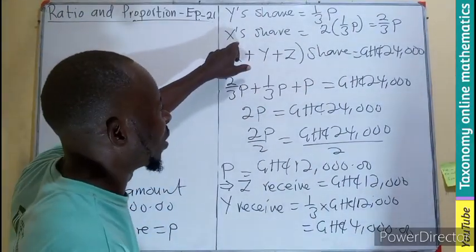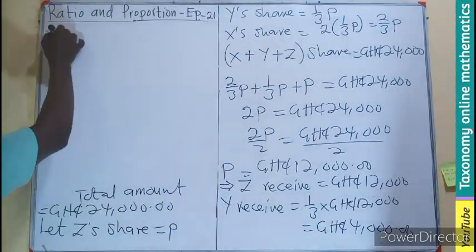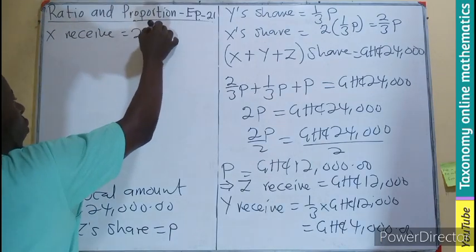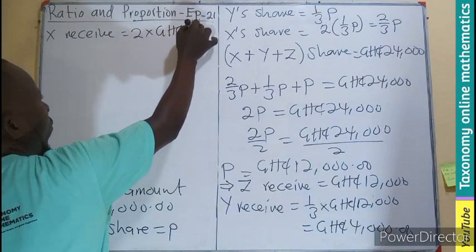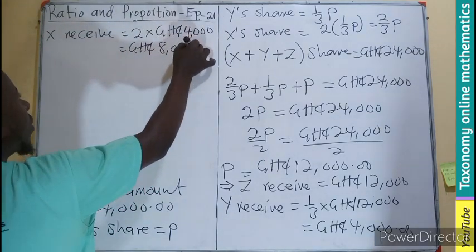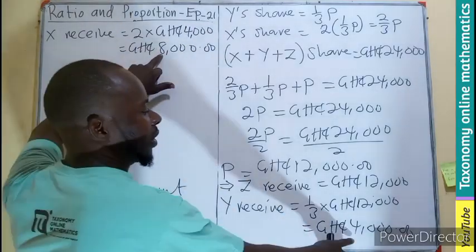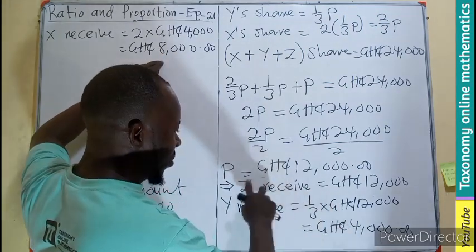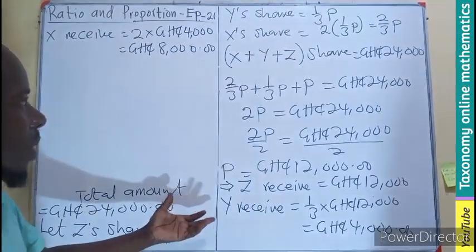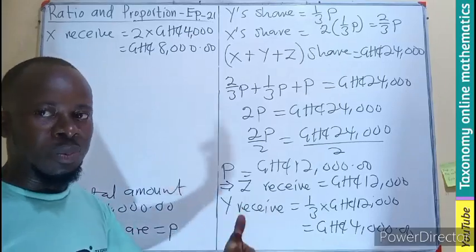If 4,000 is for Y, what will be for X? X is twice what Y is receiving. So X receives 2 times 4,000, which gives us 8,000 Ghana cedis. Don't forget, 8,000 plus 4,000 is 12,000, and 12,000 plus 12,000 is 24,000. So that is one way by which we can solve it, using the algebraic expression or algebraic word problem.